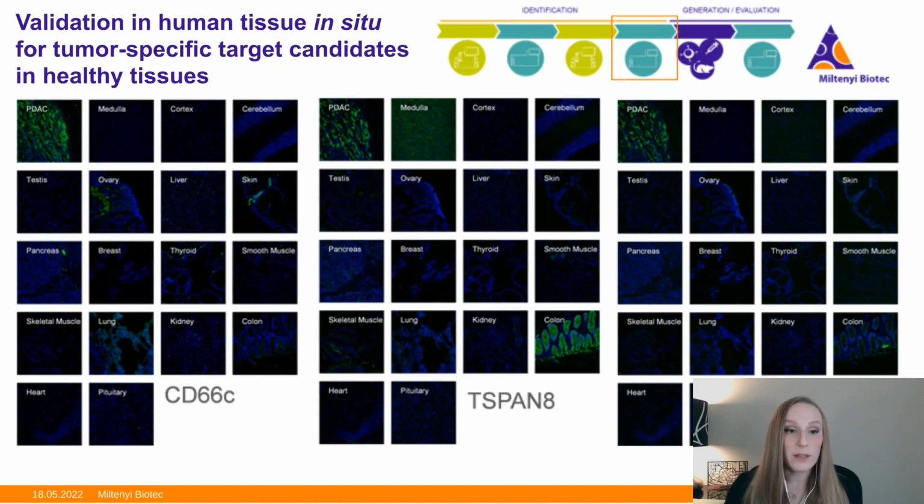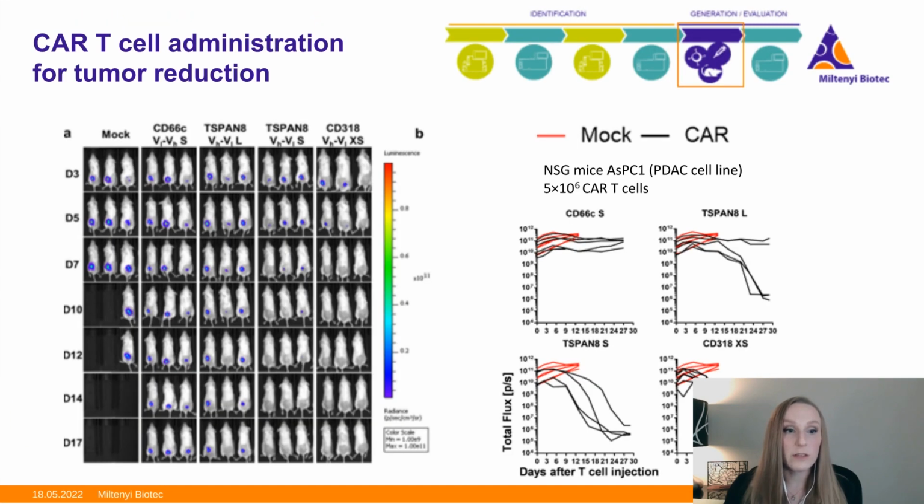So what they were able to at least see is that CD66C and CD318 did not have a lot of off-target staining, whereas T-span8 did have some in the colon, but they were able to use this maybe for some other treatments as well. So they looked at that and generated that as well, which is the last portion of the actual CAR T generation and administration.